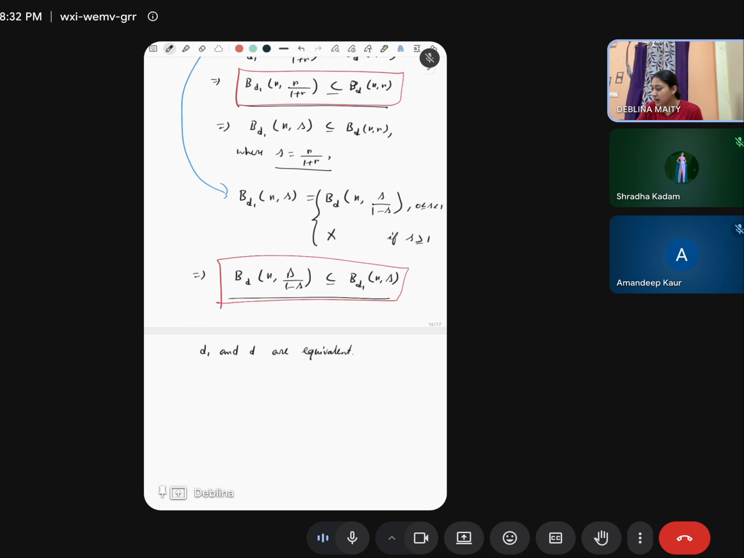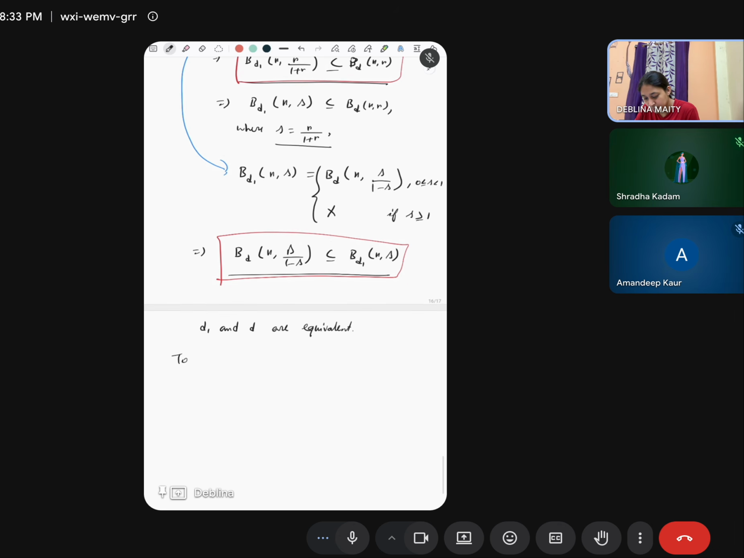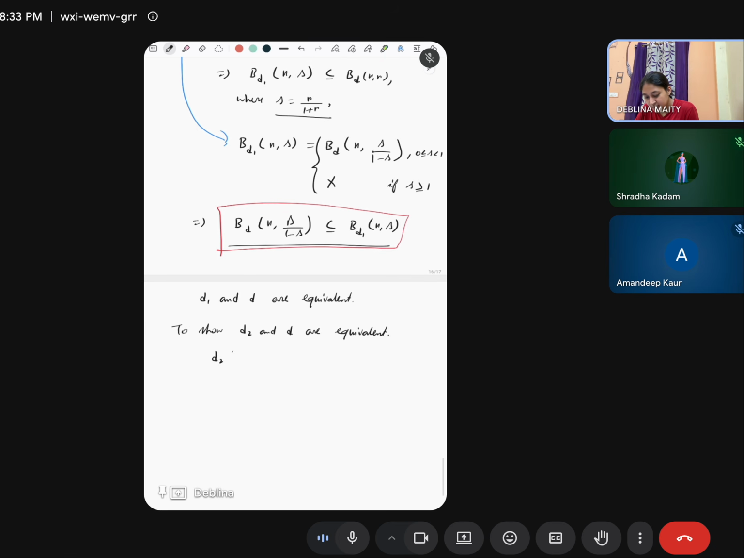Now we'll show that d2 and d are equivalent. So to show d2 and d are equivalent, first of all, d2(x,y) is the minimum of 1 and d(x,y), right? So it is always less than or equal to d(x,y). And this implies B_d(x, r) is contained in B_d2(x, r). The distance d2 is less than d, meaning the ball B_d is contained in B_d2, okay, right?